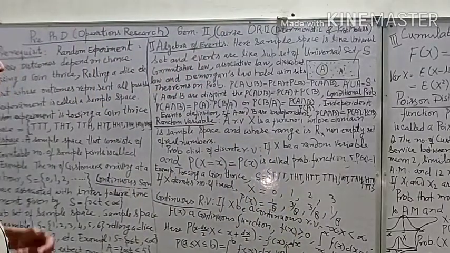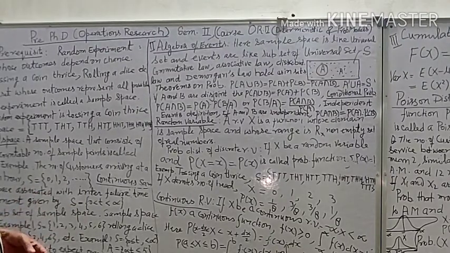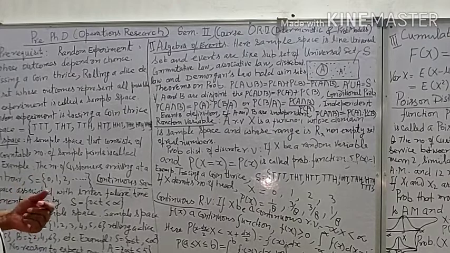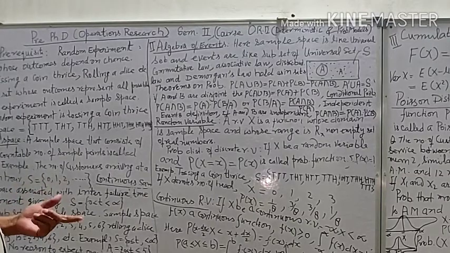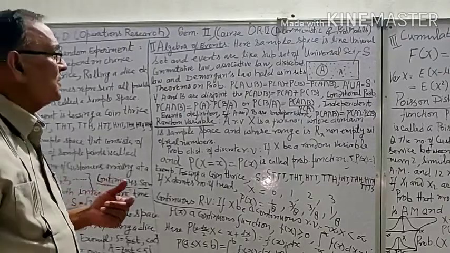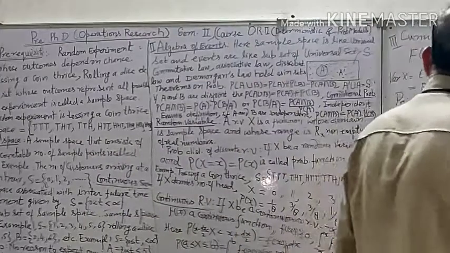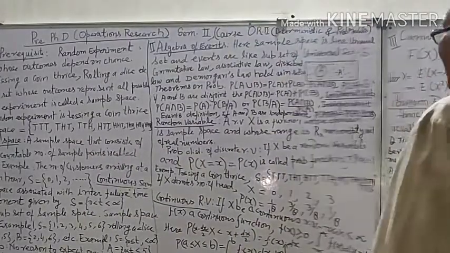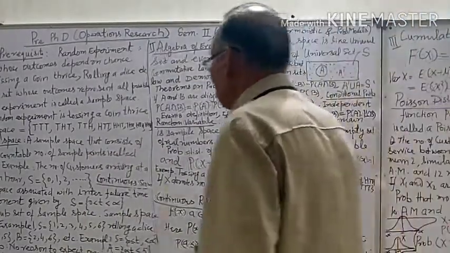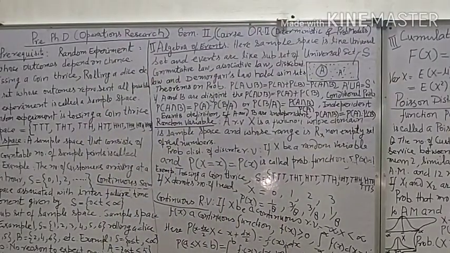Now, as we have seen in algebra of sets, there are the commutative law, associative law, distributive law, and de Morgan's law. In case of events and sample space, all these properties also hold. And there are now some important terms of probability.